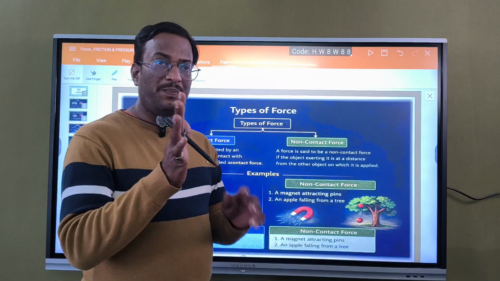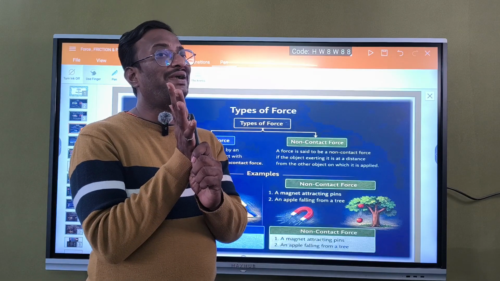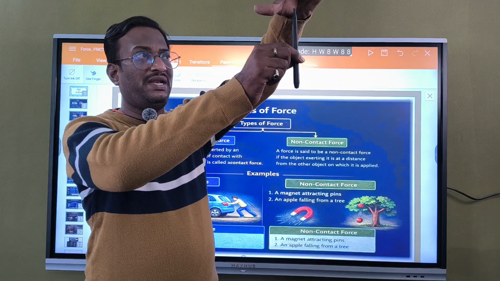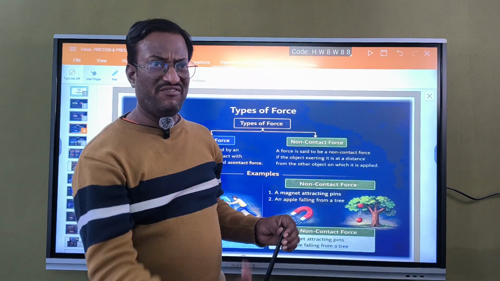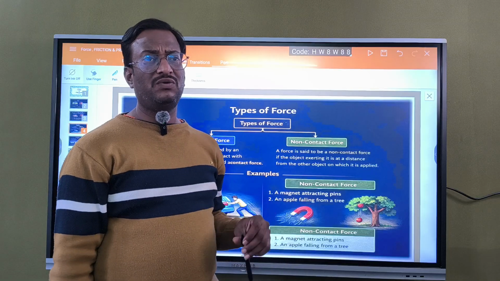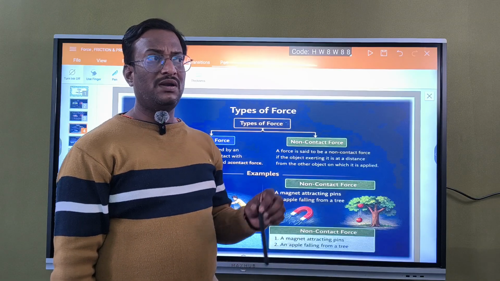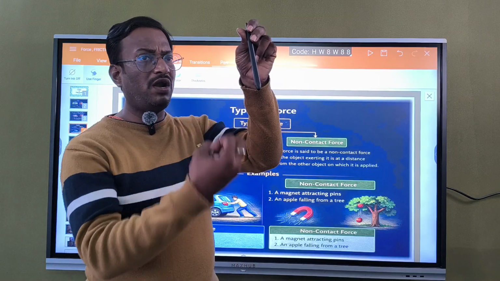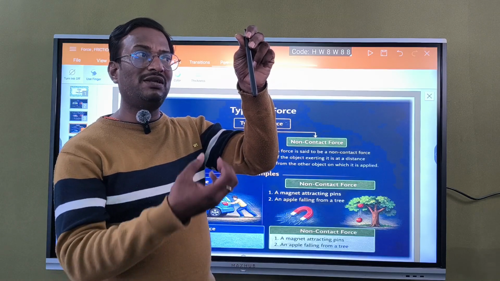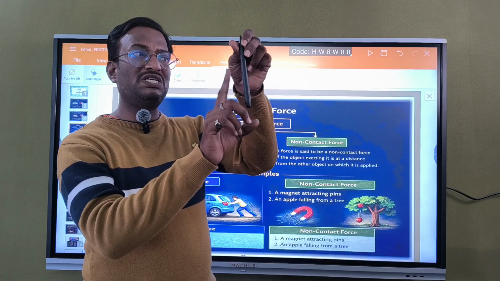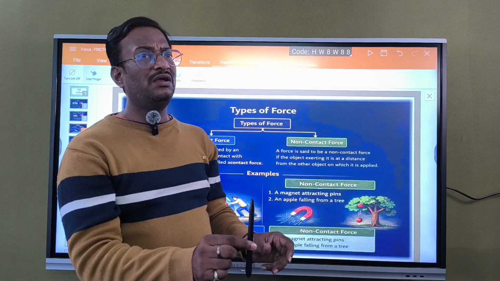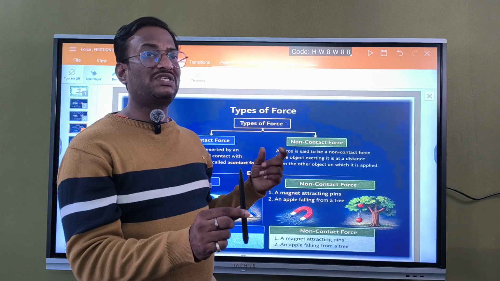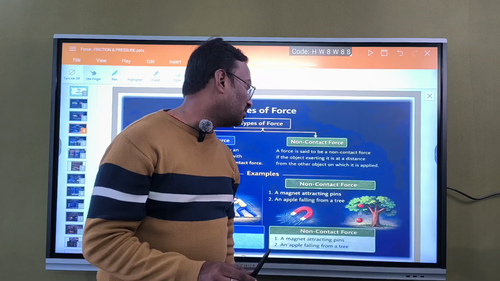I mean there will not be contact, but that object will exert force. For example, if I leave this pen, what happens? It will definitely fall down. How is it falling down? There is no contact between this pen and the earth, but it will fall towards the earth. So the force is here, the pen is falling without any contact. Such kind of forces we call non-contact force.